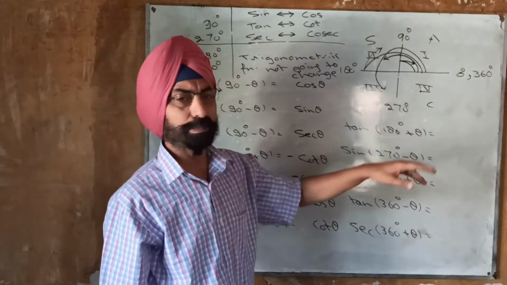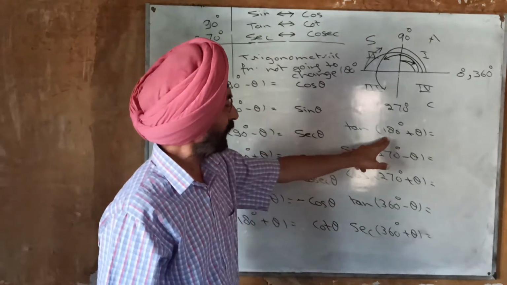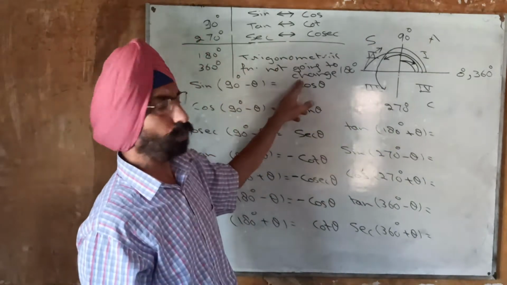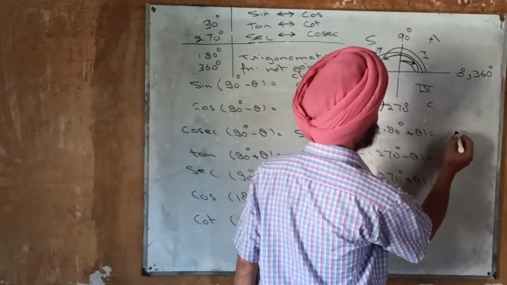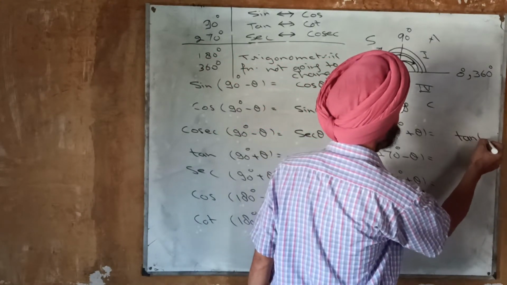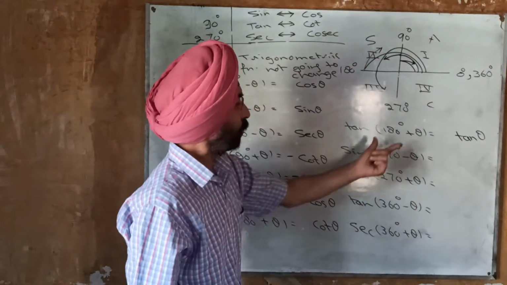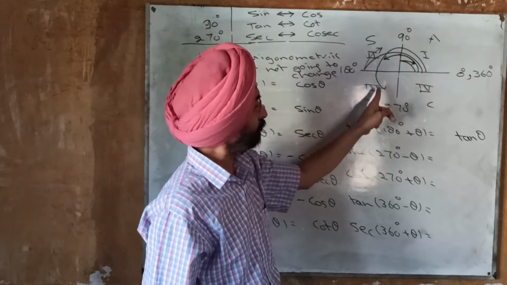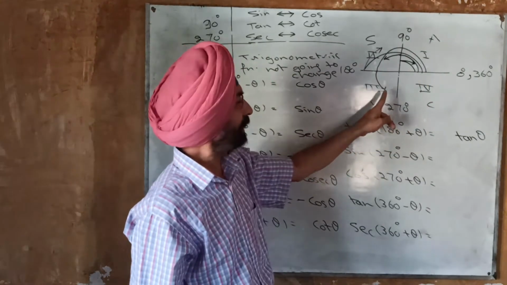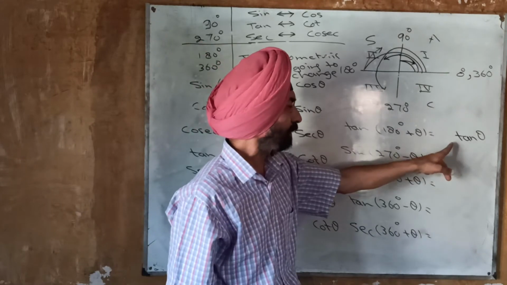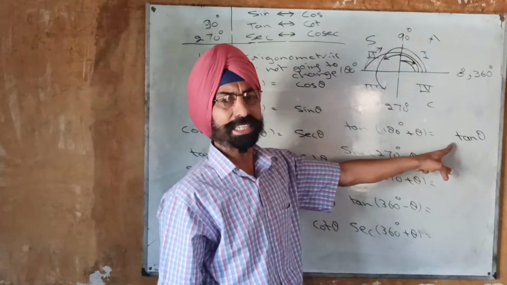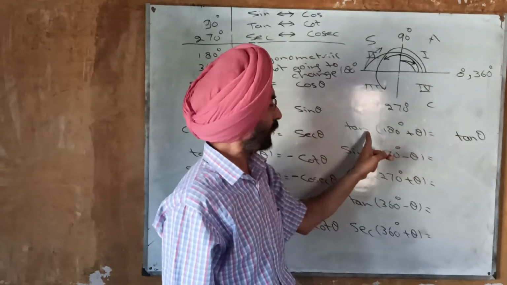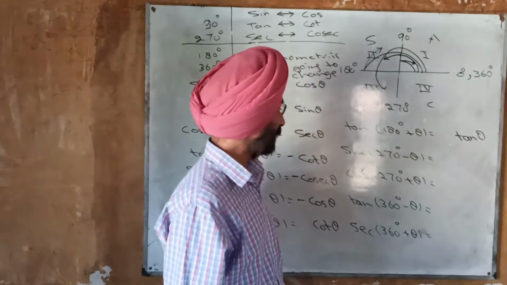Similarly, it is tan of 180 plus theta. With 180, trigonometric function is not going to change, so it will remain tan theta. And 180 plus theta will take you into the third quadrant. In third quadrant, your tan is positive, so no need to put a negative sign here. It will remain as it is. So tan 180 plus theta is tan theta.